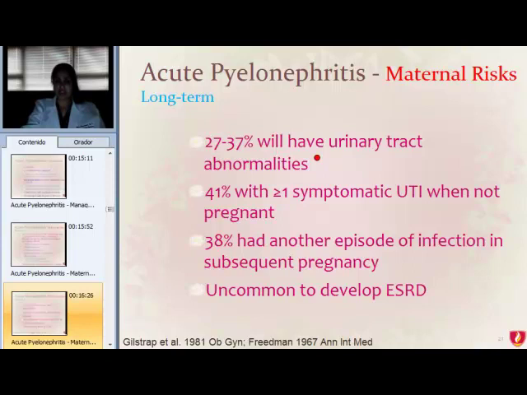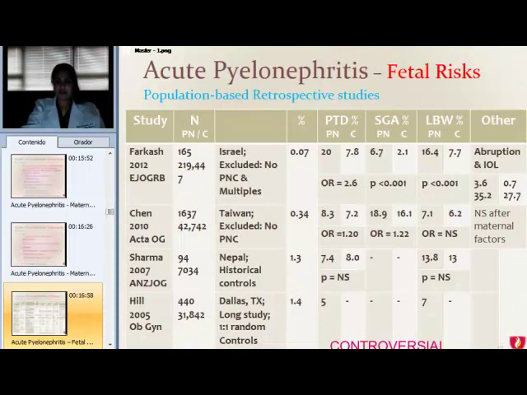The long-term risks are mostly ignored, and these are actually quite significant. A third of patients who develop pyelonephritis in pregnancy have urinary tract abnormalities. 40% will develop symptomatic urinary tract infection in the non-pregnant state. And about 40% will develop another episode of infection in a subsequent pregnancy. Fortunately, it is uncommon for these patients to develop end-stage renal disease.